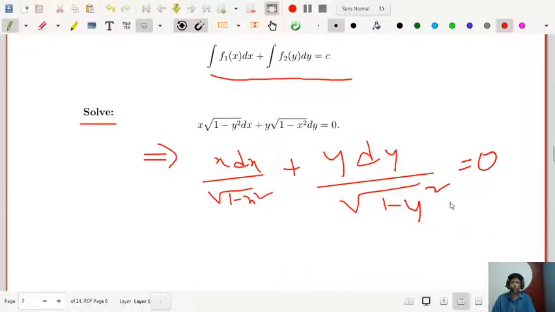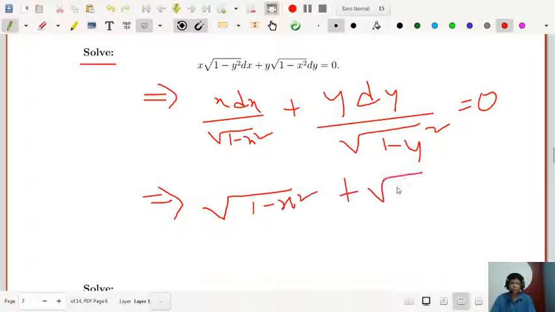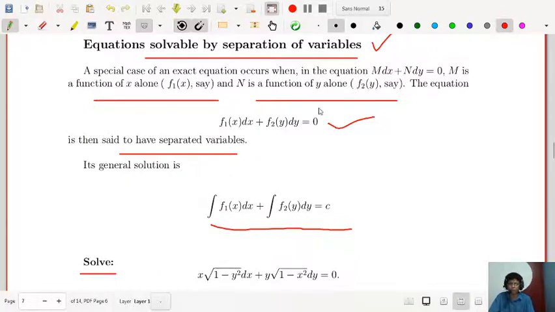So your equations of x and y got separated, and if you integrate this you will get the general solution, because if you substitute 1 minus x square as this, after the integration you will get the general solution as minus root over 1 minus x square minus root over 1 minus y square equal to c. That is the general solution. This is a very easy, simple integration. I am just talking about the separation of variables.